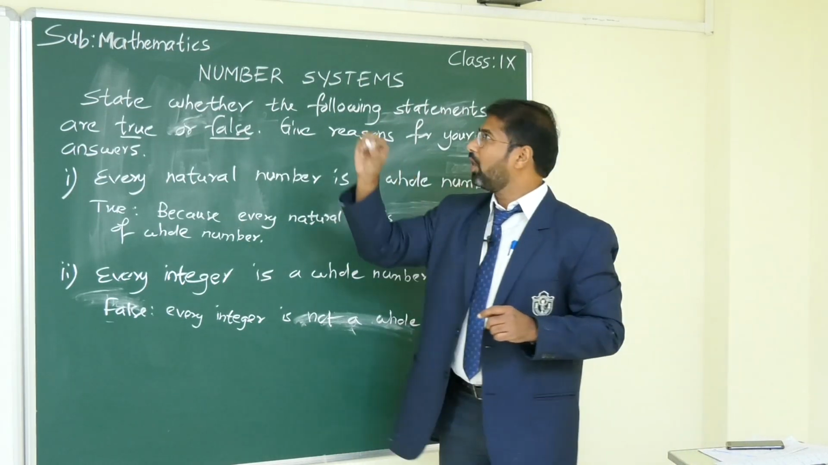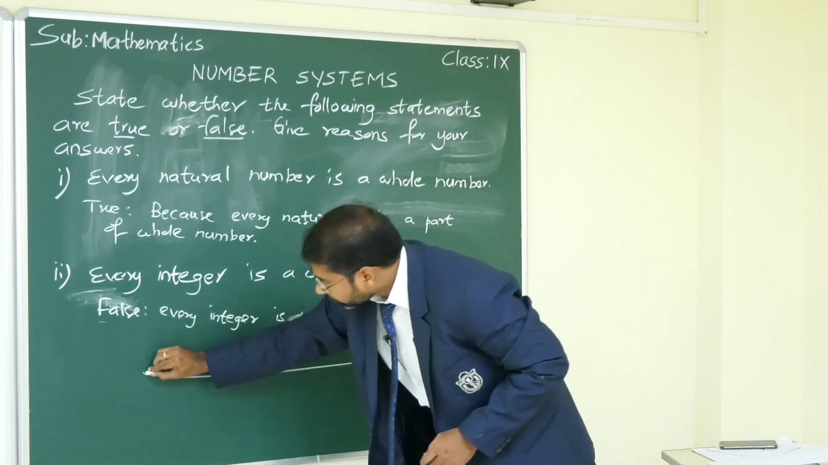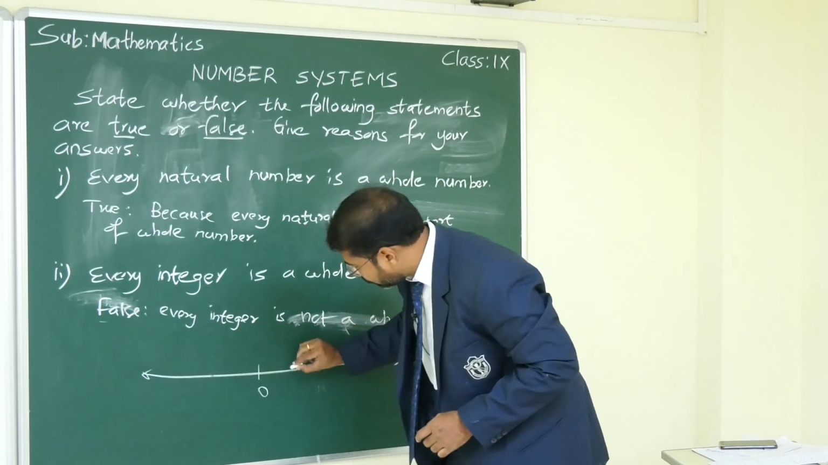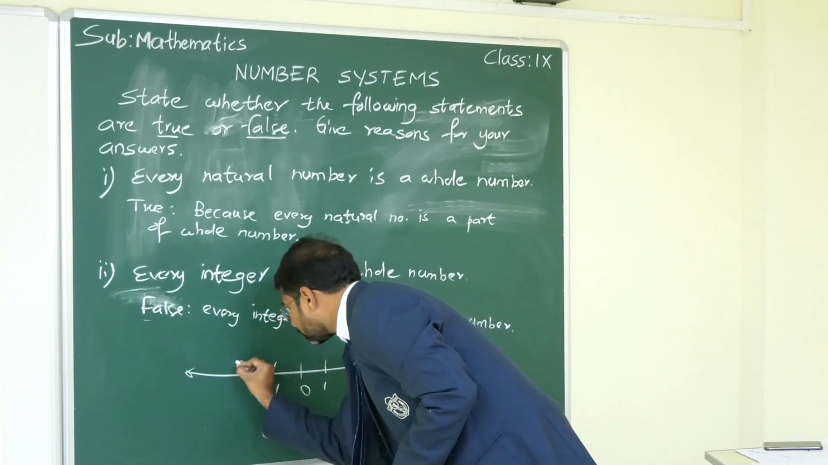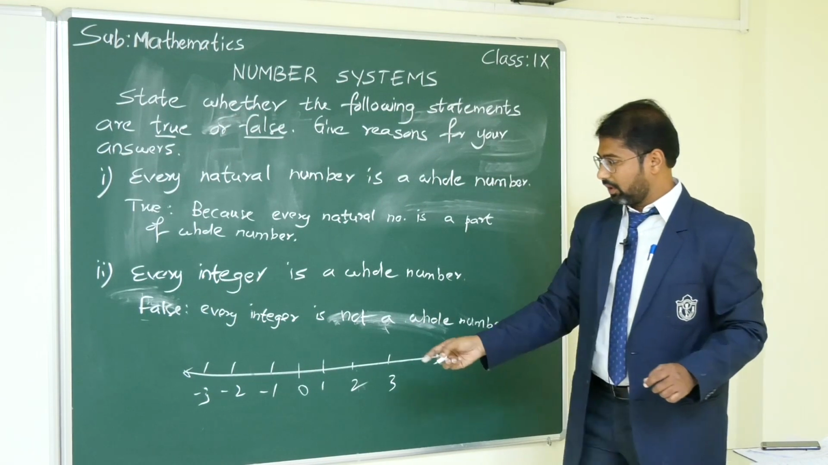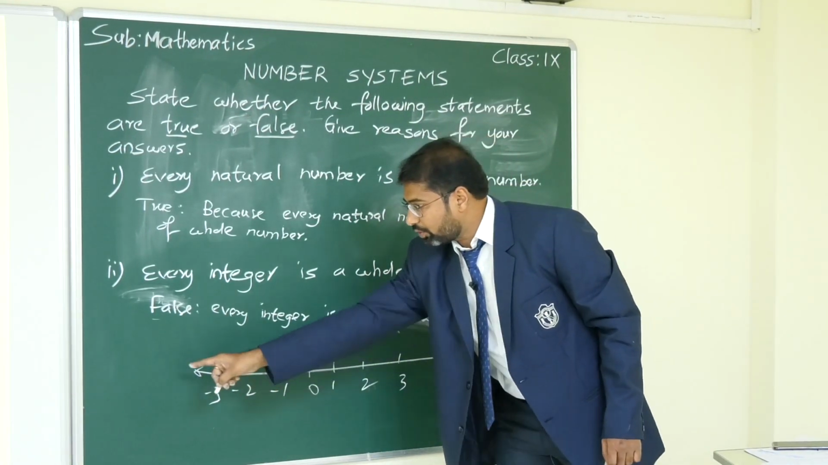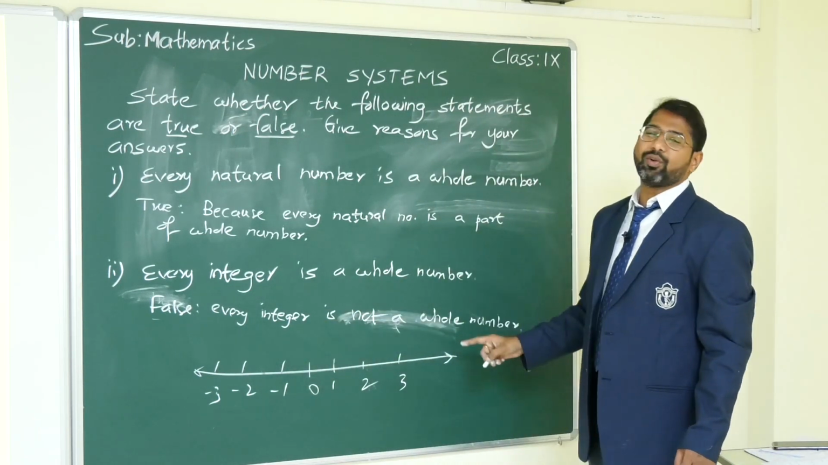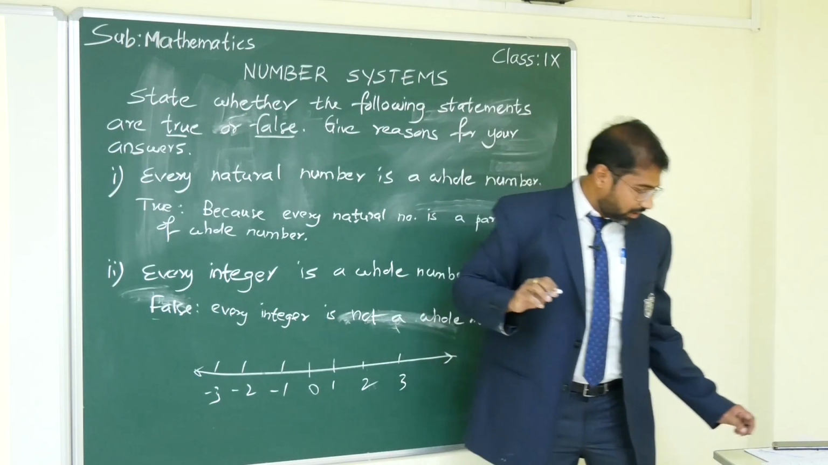I can show you through a number line. 0, 1, 2, 3 and so on, -1, -2, -3. Yes, you can see -1, -2, -3 and so on are integers but they are not whole numbers. Therefore this statement is false. Let's see the next question.